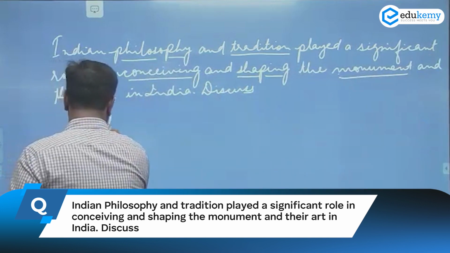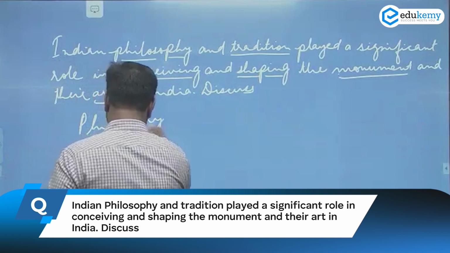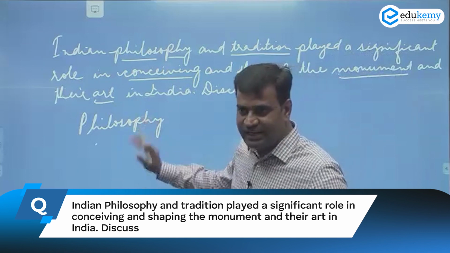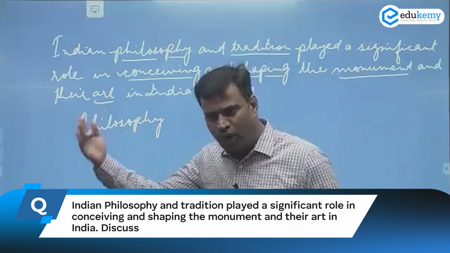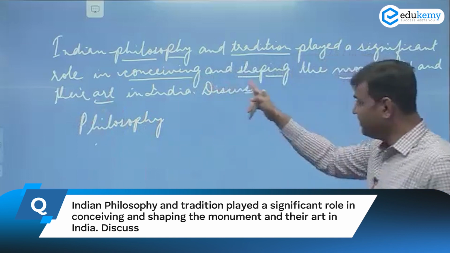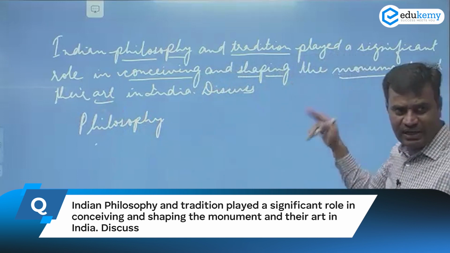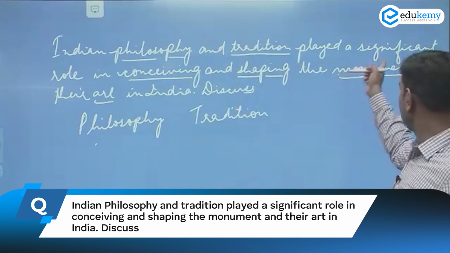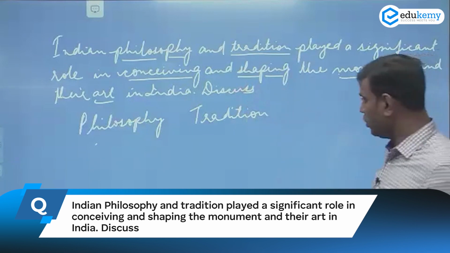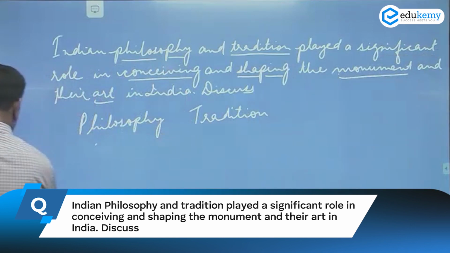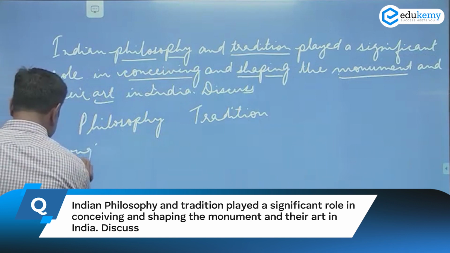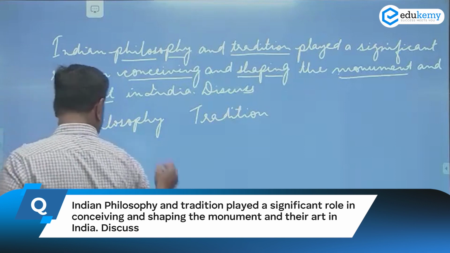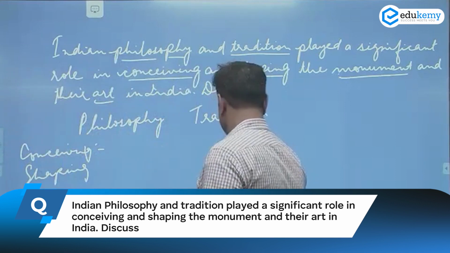Try to generate some points. The purpose is to equip you to develop the points. First of all, write the heading philosophy, roughly, clear? Develop what points can be there that led to conceiving and shaping monuments and art. Then tradition. These are two words mentioned. And what is conceiving and shaping? How philosophy has led to conceiving, this is the first part, and second, how it led to shaping. Similarly, tradition, how it led to conceiving and how it led to shaping.